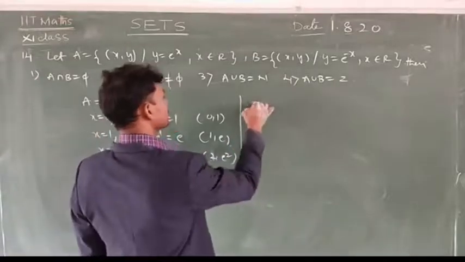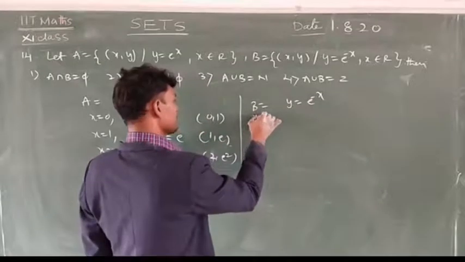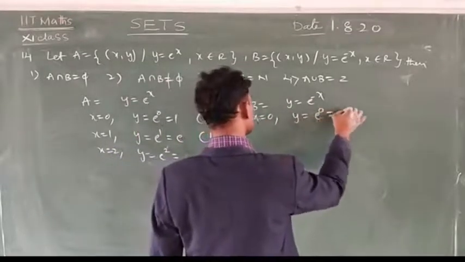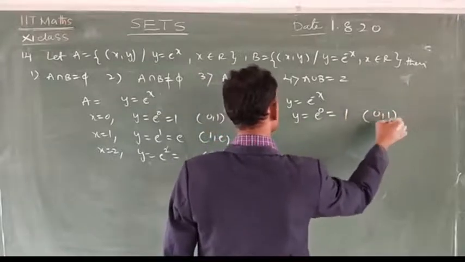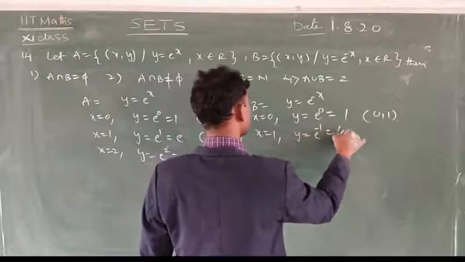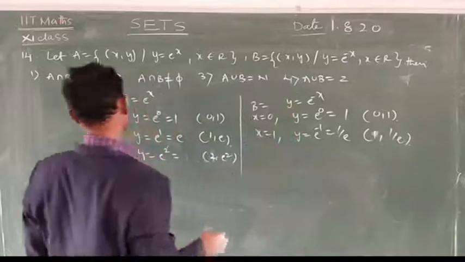Next one is B, y is equal to e to the power minus x. Here also you can take x is equal to 0. Then y is equal to e power 0 is equal to 1, then (0, 1). Next x is equal to 1, y is equal to e power minus 1 is equal to 1 by e. Here (1, 1 by e). Now okay, enough. Now you can see here.